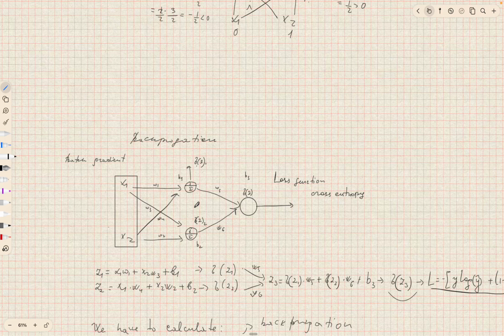Let's start with our simple neural network. We have two inputs, which are the features, and then we have one hidden layer with two neurons, which are both using sigmoid activation. Then in the output layer, we also have sigmoid, and our loss function is here.